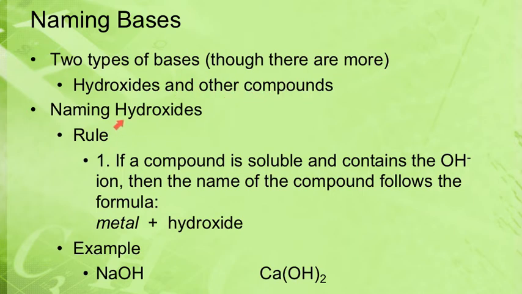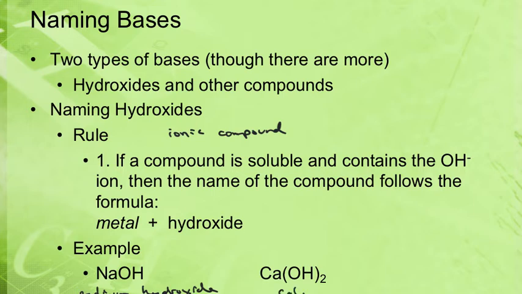And hydroxides, you're really just going to use the rules from last semester when it comes to forming ionic compounds, because that's really what this is. You're just using the ionic compound naming system. If the compound is soluble and contains a hydroxide ion, then the name of the compound follows the formula: name the metal plus the word hydroxide. This is very simple. NaOH is sodium hydroxide. Name the metal, name the anion, which is hydroxide.